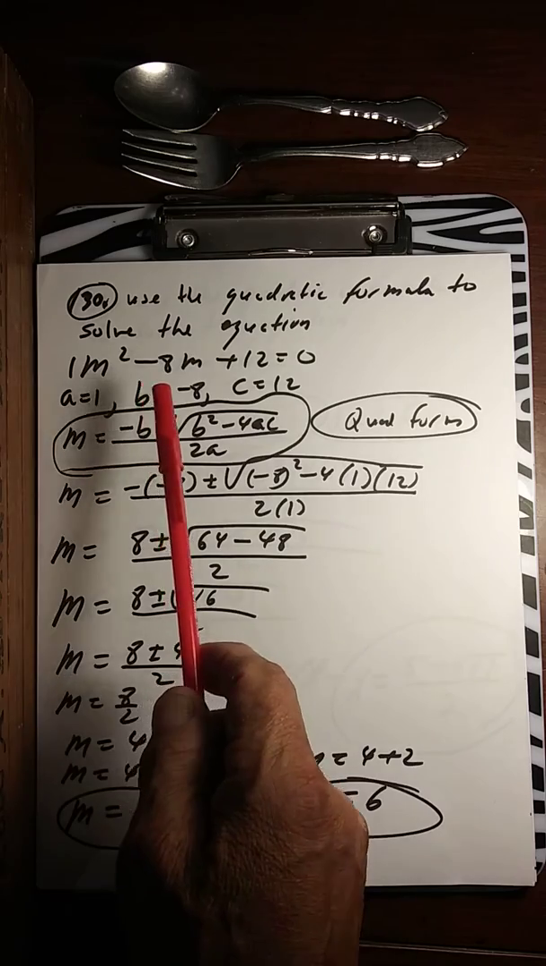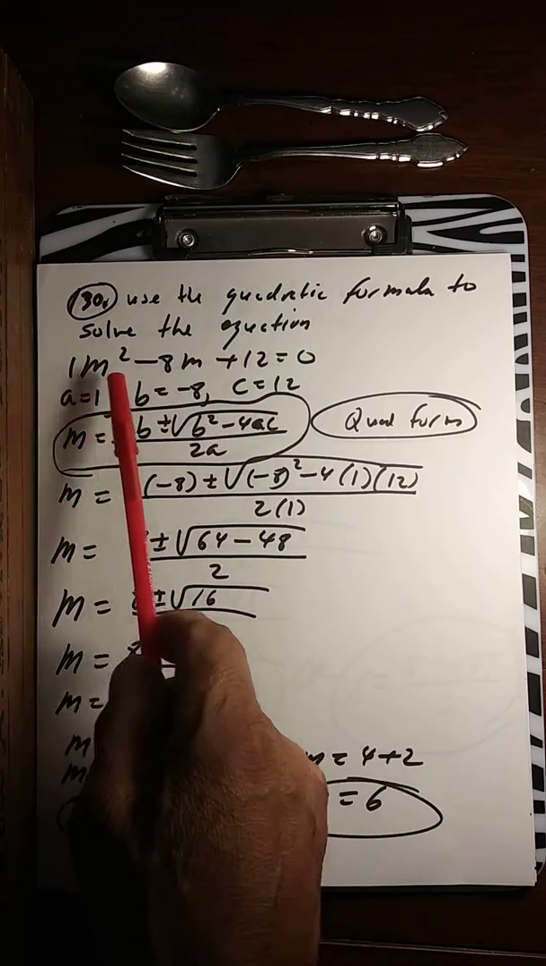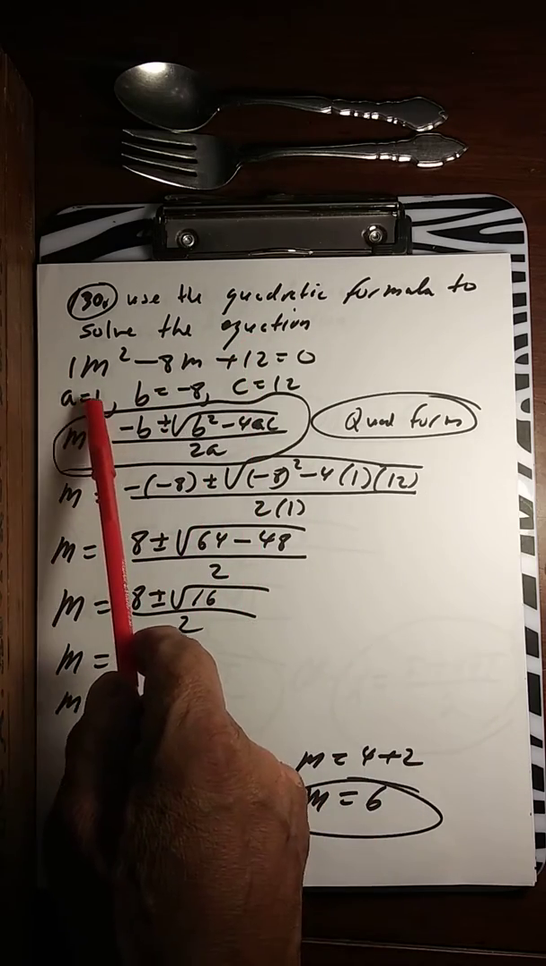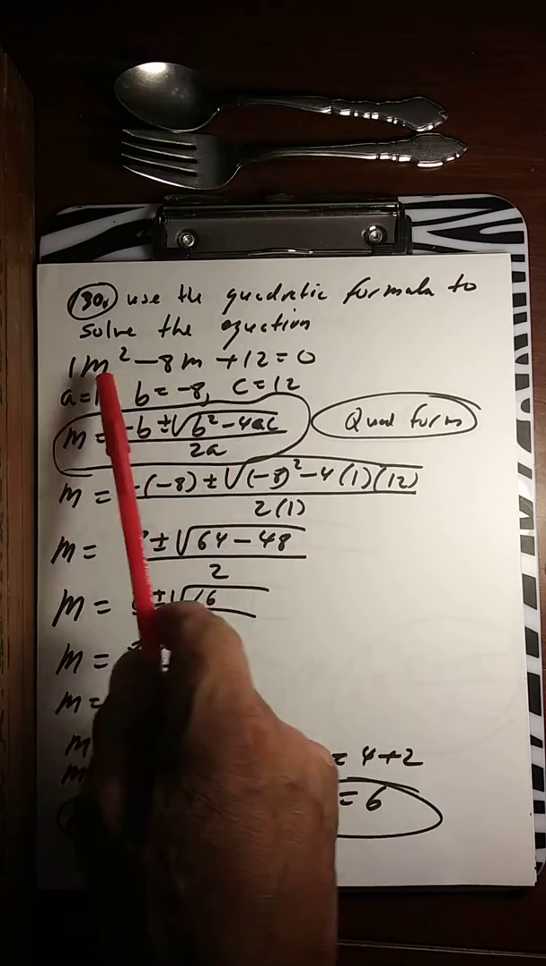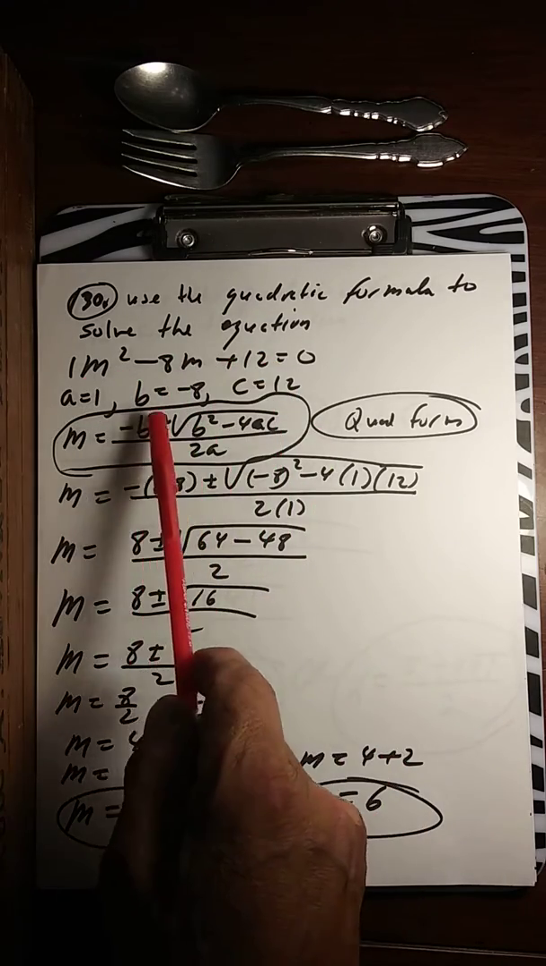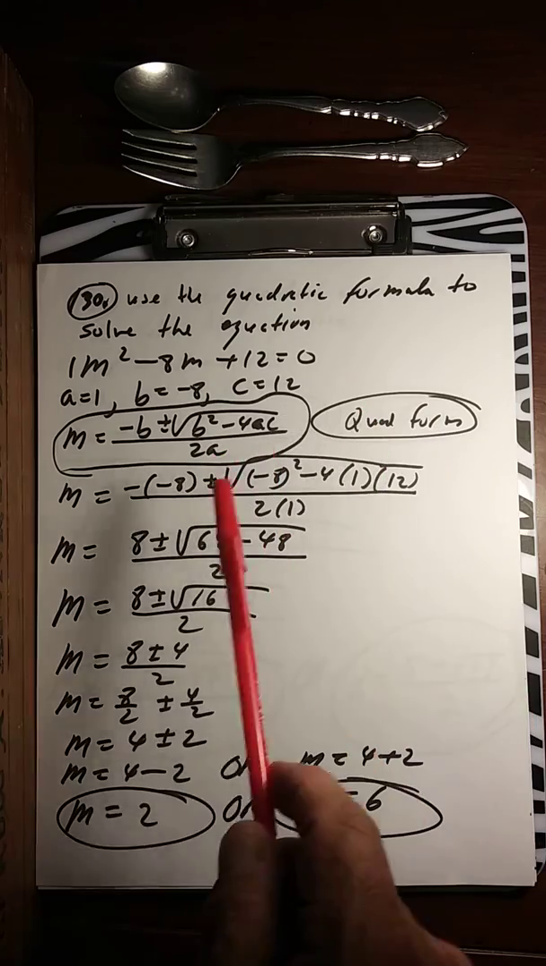Use the quadratic formula to solve the equation. 1m squared, 8m, and that. So a, b, and c, the coefficients of this. Put them in the formula. Negative b plus or minus square root of b squared minus 4ac over 2a, quadratic formula.